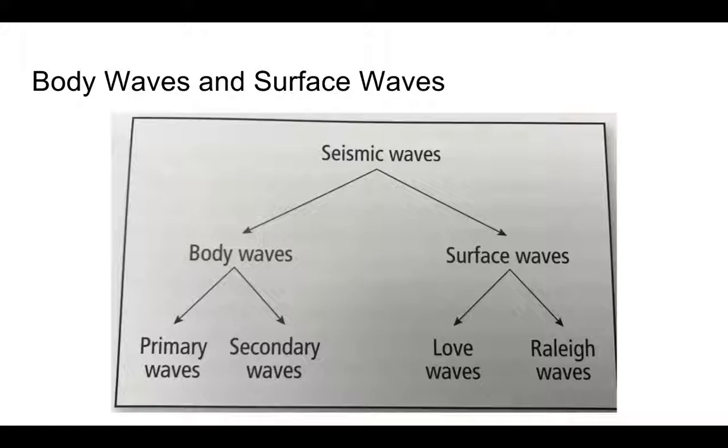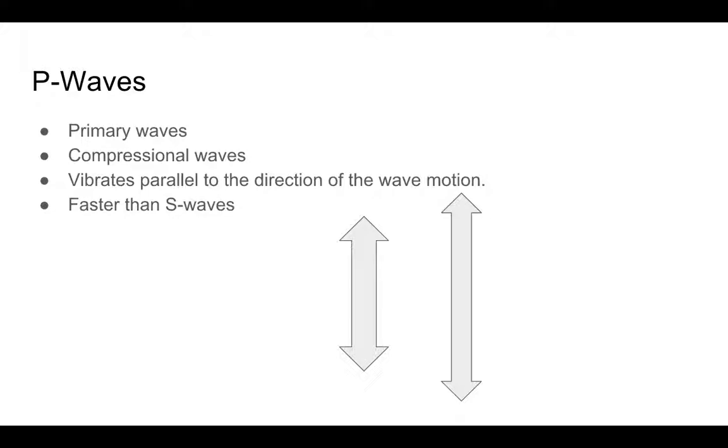So as I was saying, here are your different types of waves. Seismic waves are earthquake waves. There are two types of seismic waves. You have body waves, which are made up of primary and secondary waves. And then you have surface waves, which have two subgroups called Love waves and Rayleigh waves. We won't talk too much about the types of surface waves, but just know that there are two subtypes.